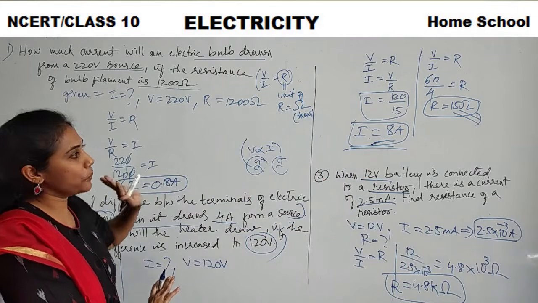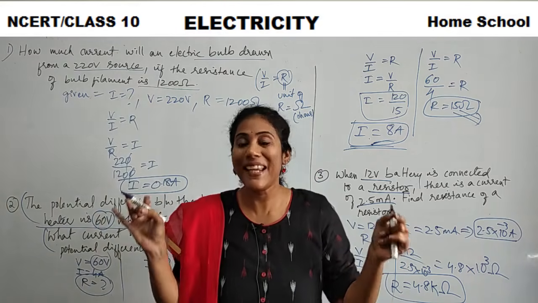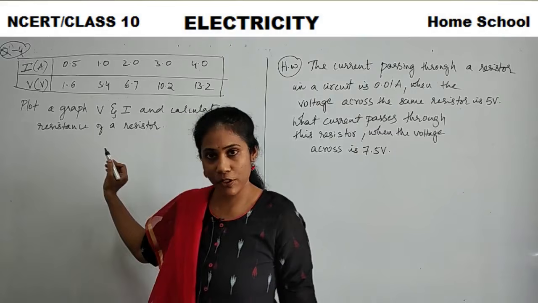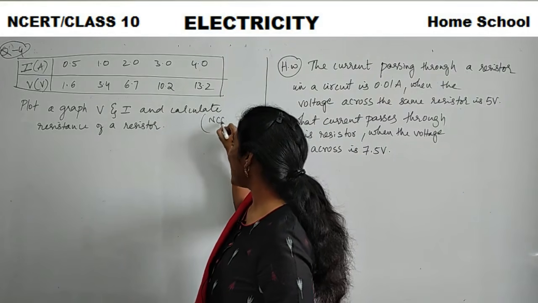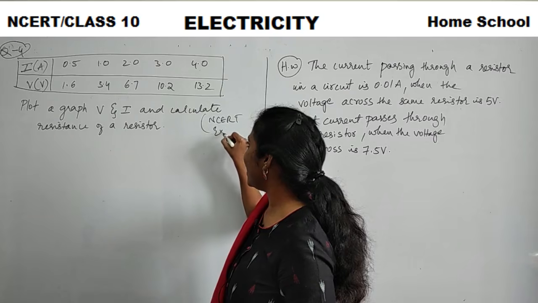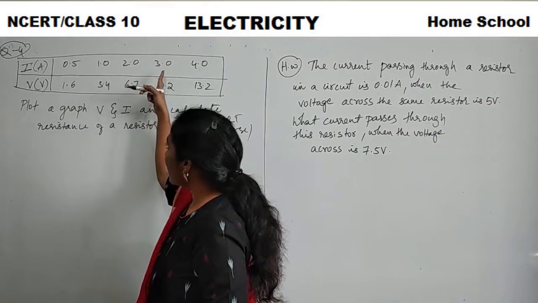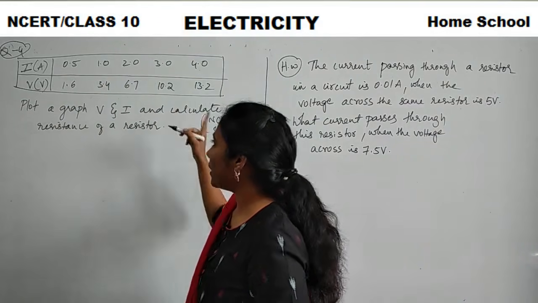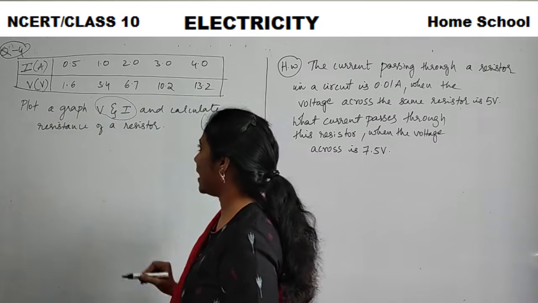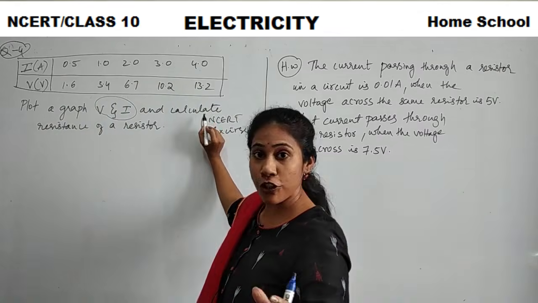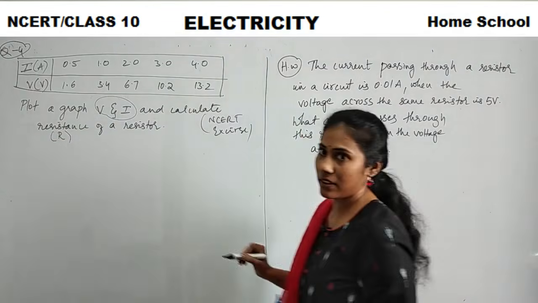This is direct model. Okay. Now I will show a question based on a graph. Look at this question. This is actually your NCERT exercise question, right? Values of I are given, values of V are given. You have to plot a graph of V versus I. And also you should calculate resistance R of a resistor.